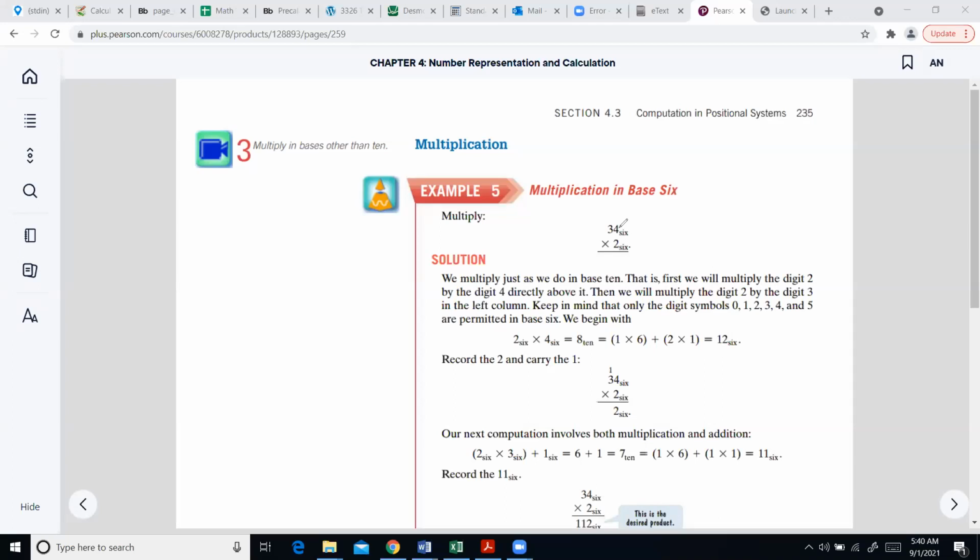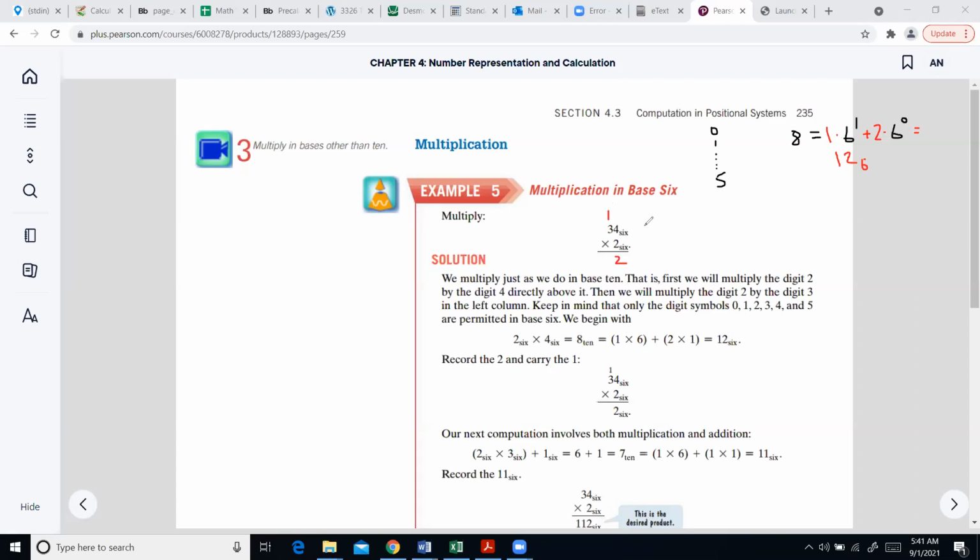So if I go 2 times 4, it's 8, but I cannot put 8 in base 6, because in base 6 we have only digits 0 through 5, right? So if I produce 8, then I need to turn this into powers of 6. So it's going to look like 1 six plus 2 ones, right? So it's going to look like 12 in base 6, number 8 in base 10. And then I just put 2 down, and I carry 1, because it's 1 six, so it goes to the place of 6s.